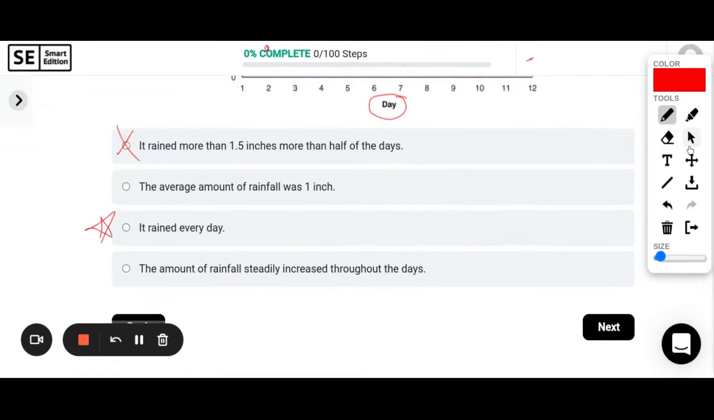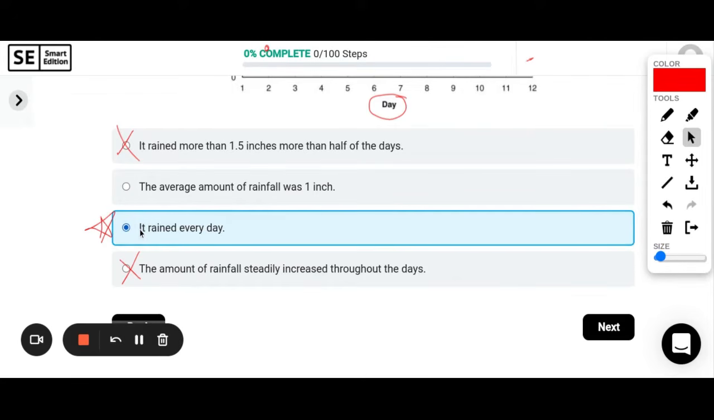It rained every day. But notice how I went through and I got rid of the ones that didn't make sense. And then I chose the best answer. And I tried not to do more work than I had to. So I didn't go through and find the average because there was a better answer and it saves me a little bit of time. Okay, so it looks like that should be our answer.